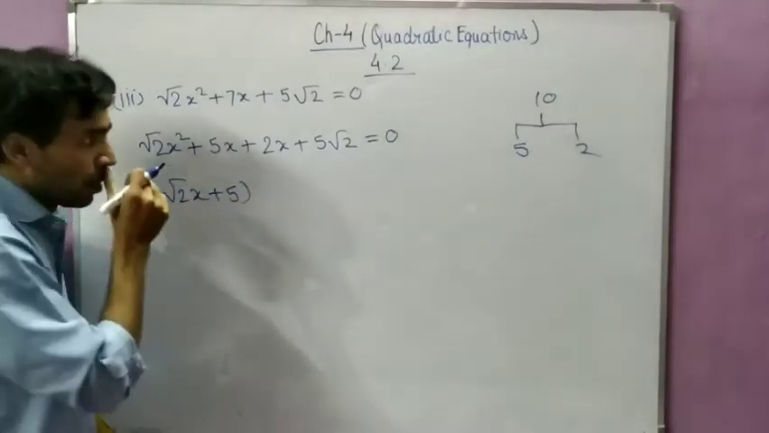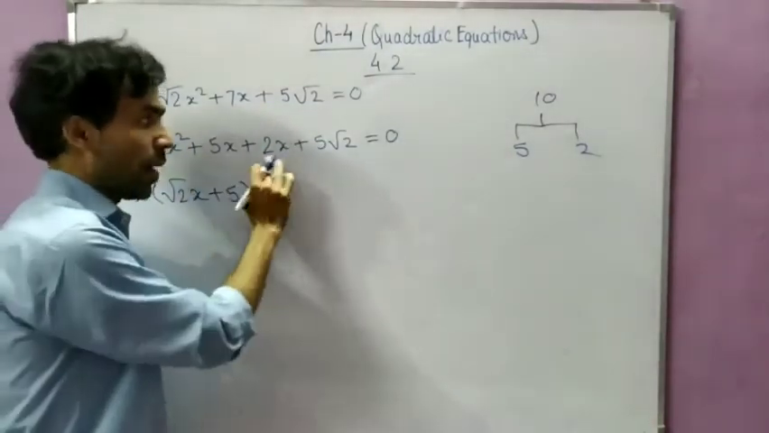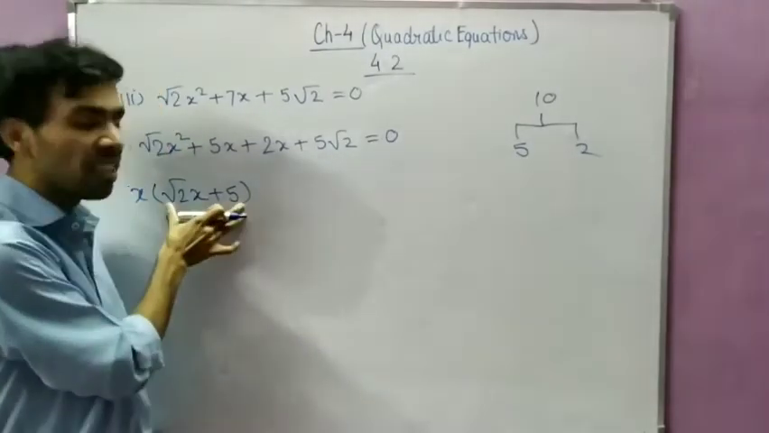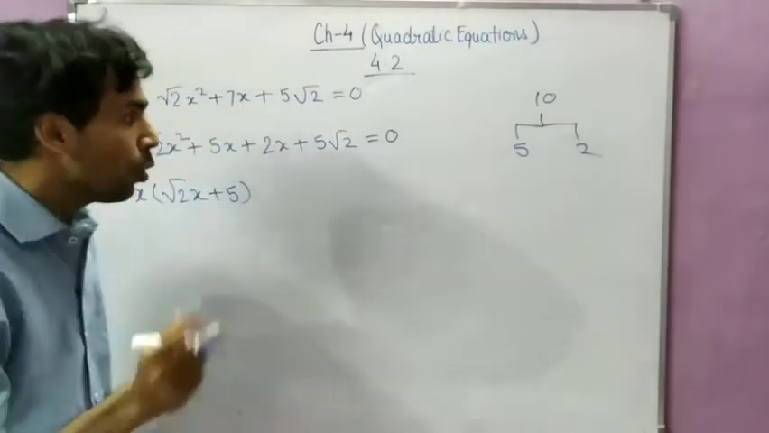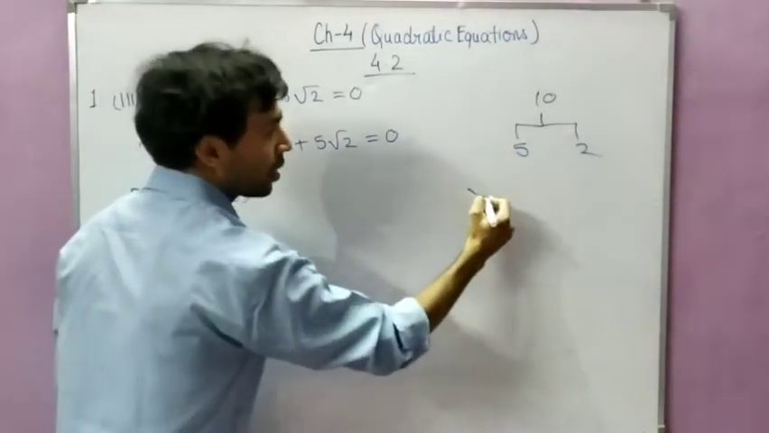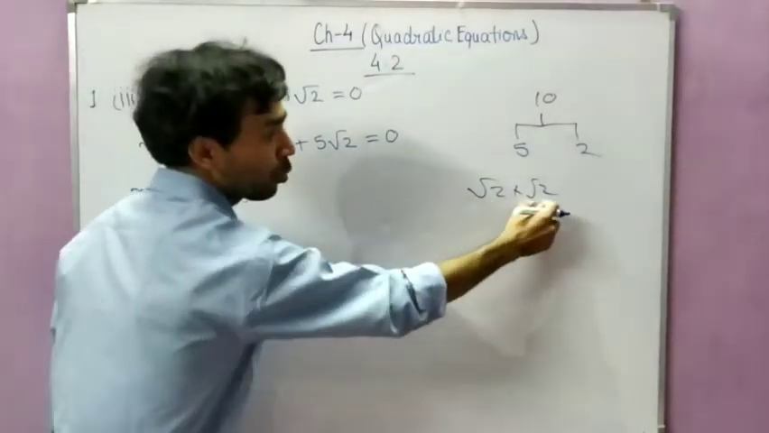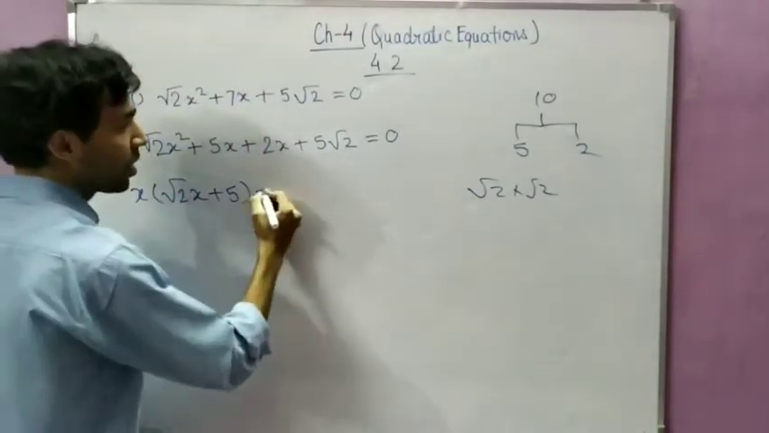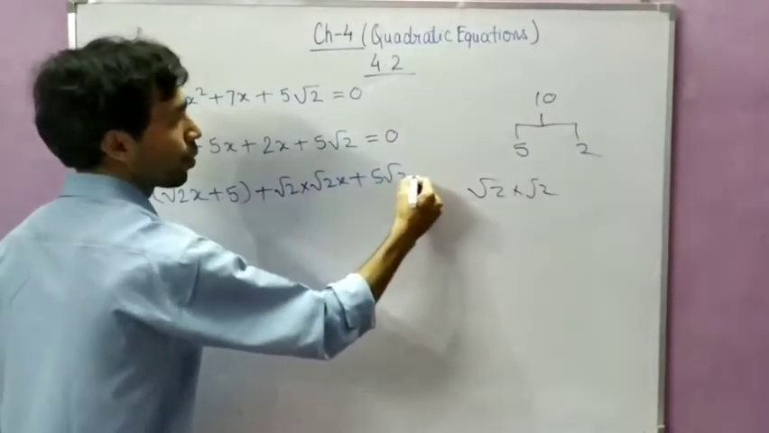Now between these two, what is common, student? Just think about it. By seeing them, nothing seems common, so we could take 1 as common. But then we will not get what we want. Inside the bracket we want under root 2. So what can we write? This 2 can be made of under root 2 into under root 2, because when these two are multiplied, we get 2. So this can be written as root 2 into root 2x plus 5 root 2.